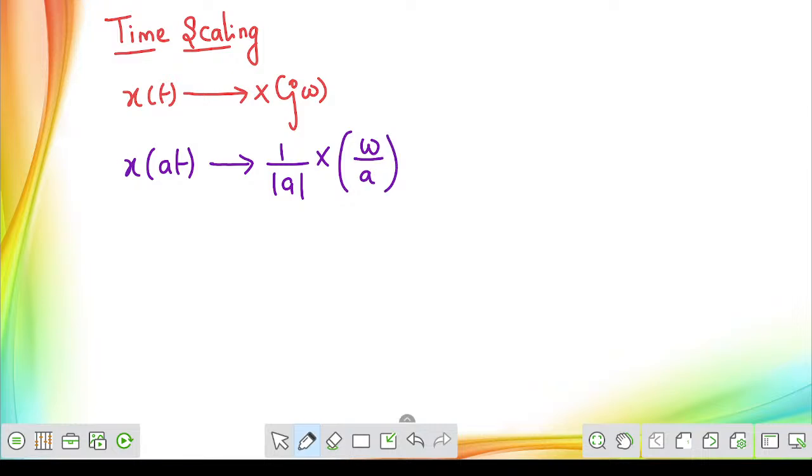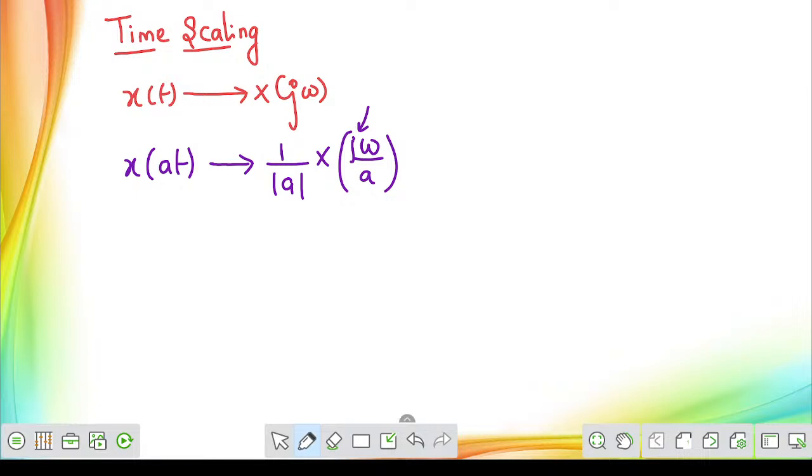Here, don't focus on this operator j. Sometimes it will be there, sometimes it is not there. So you should always assume that the operator j will be there. Most of the time people will not be writing that operator here, because by default we know that things are standard. So this is the scaling property.